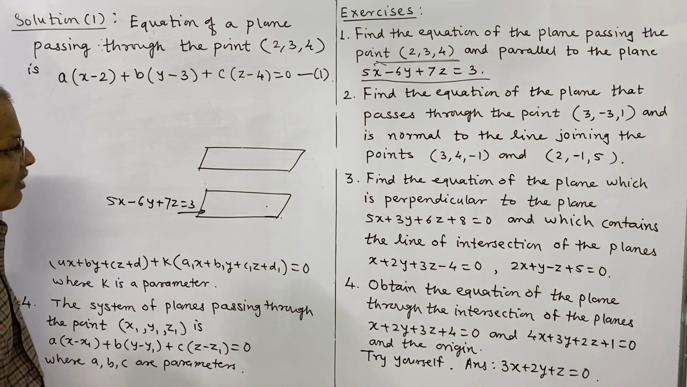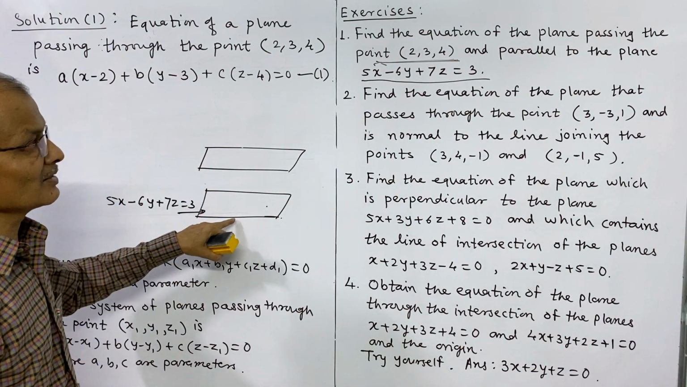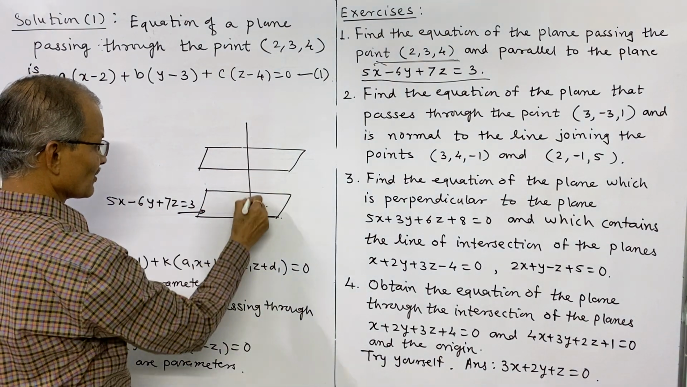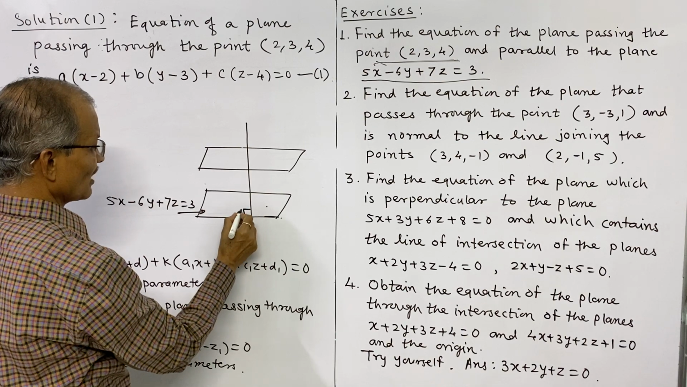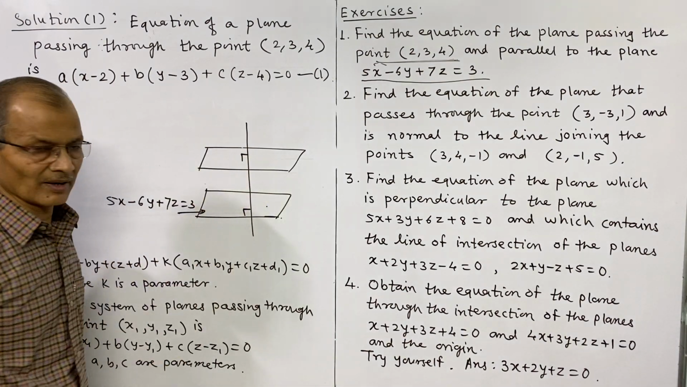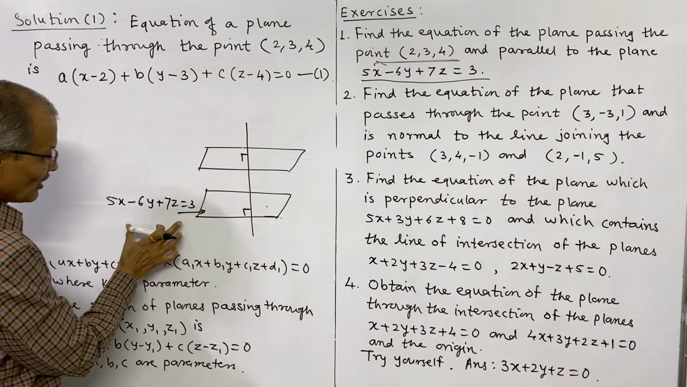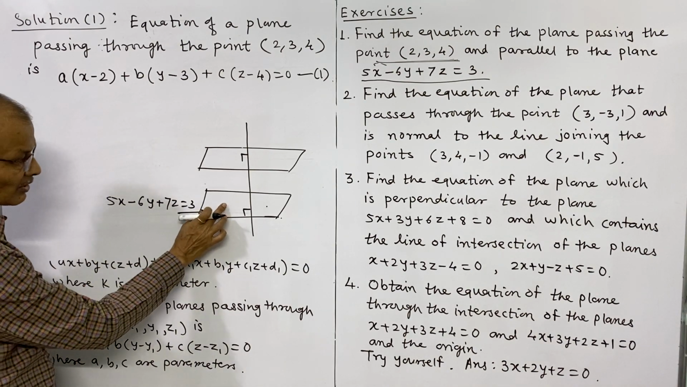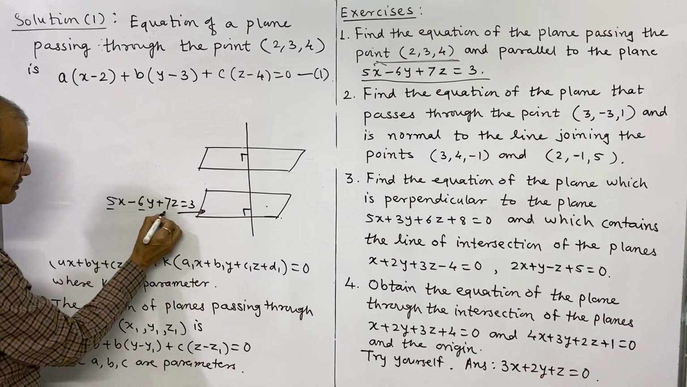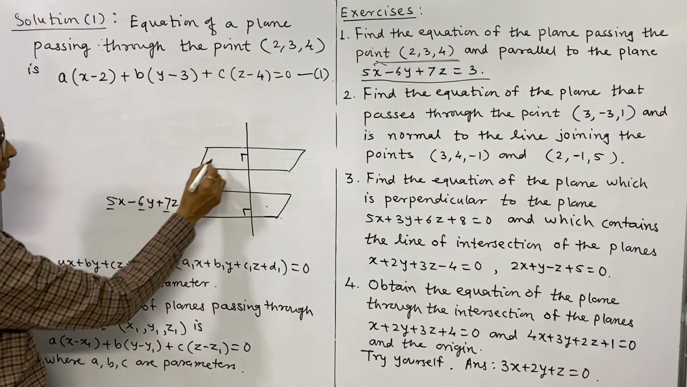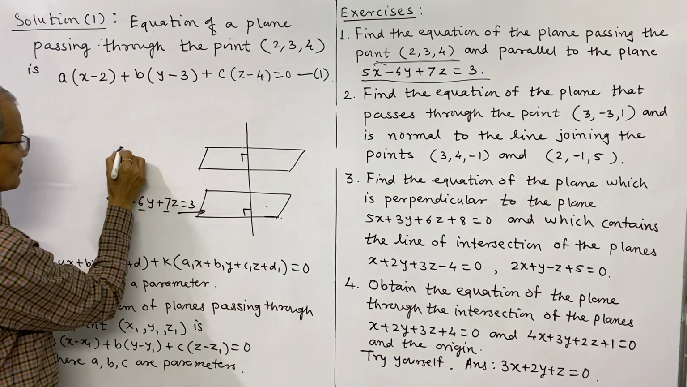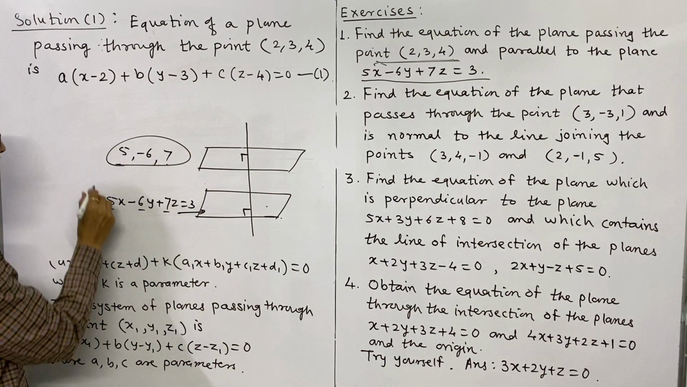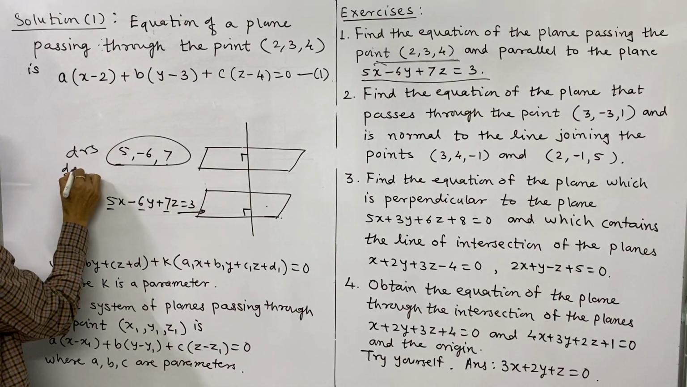And what is the condition for two parallel planes? They will have the same normal. That means this is the normal to this plane, and this is also normal to the other plane. So what shall we get from this? The DRs of the normal to this plane are the coefficients of x, y, z, that is 5, negative 6 and 7. So these are the DRs of the normal.